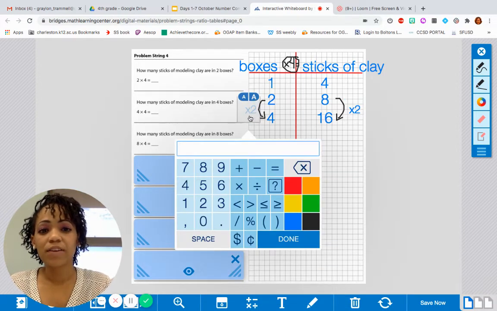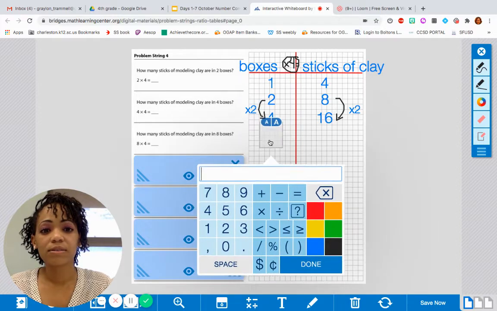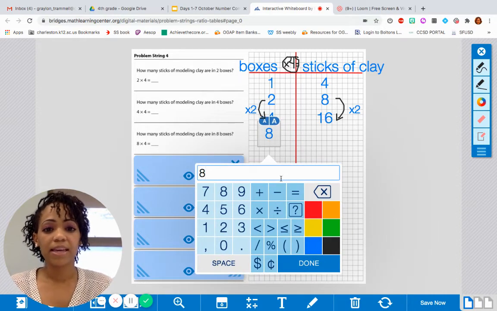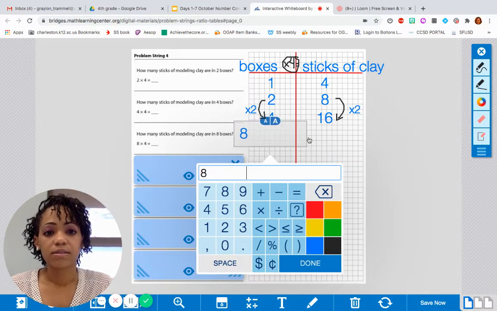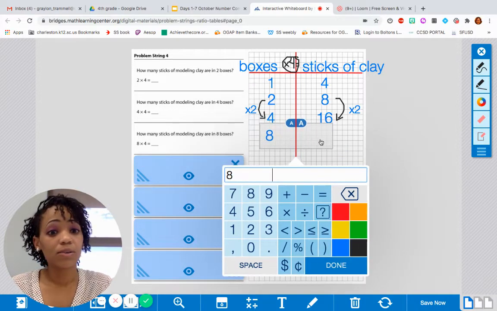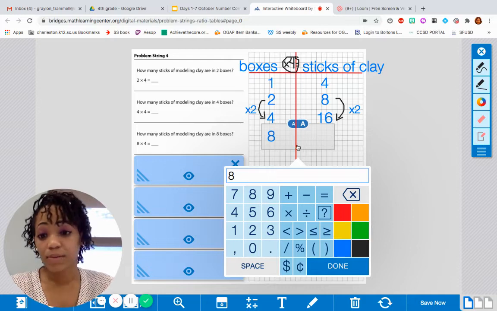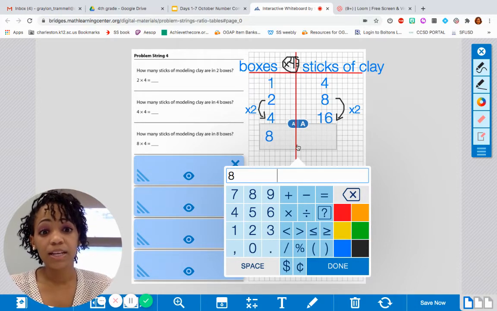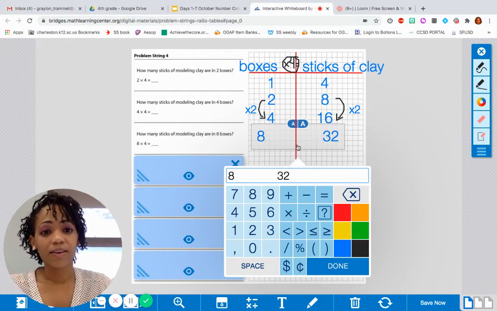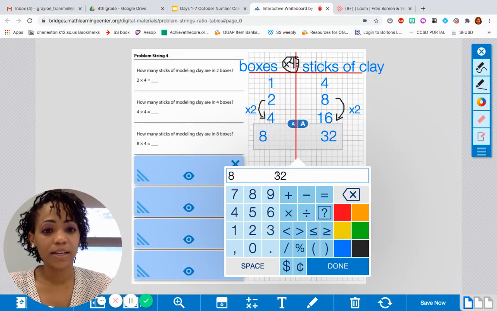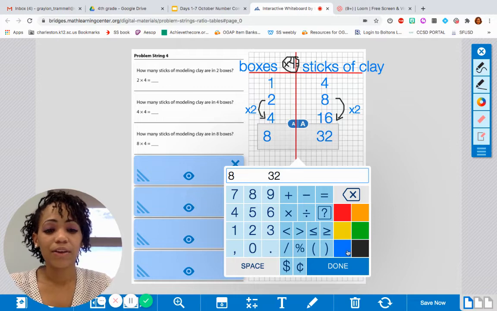Anybody want to share their thinking out loud with this one? We have 8. Okay, what do you notice about, or what is 8 times 4? Some of you probably already know this answer. What is it? 32. You got it. So 8 times 4 is 32.